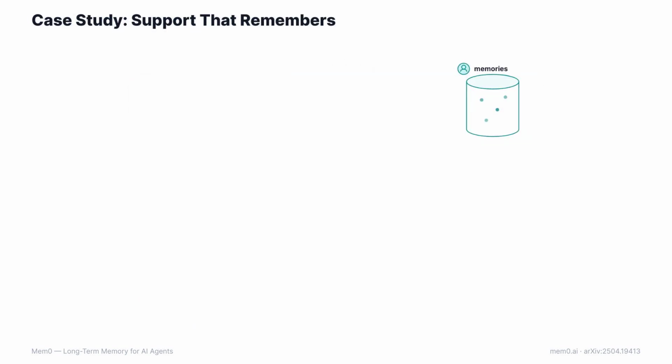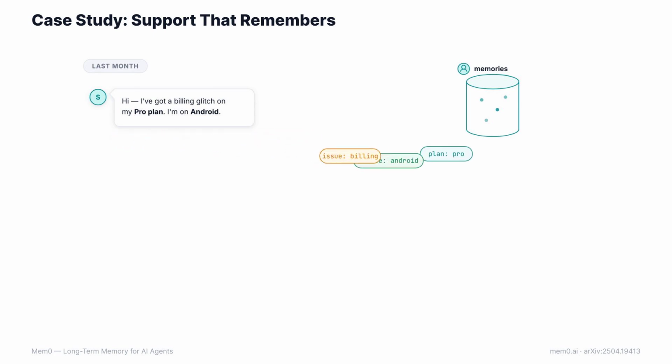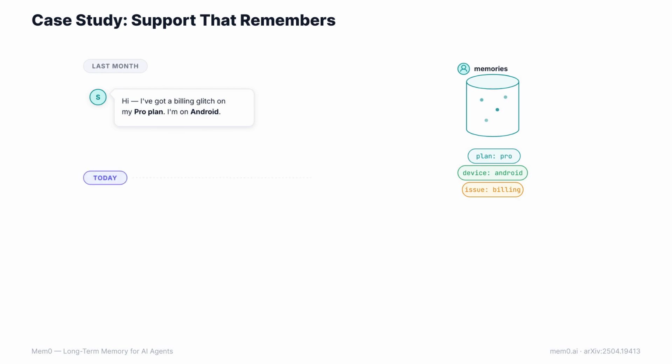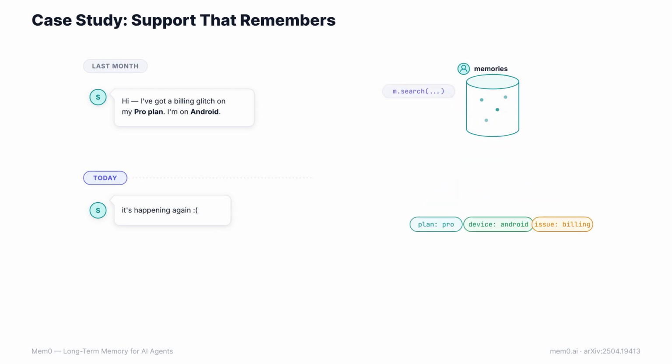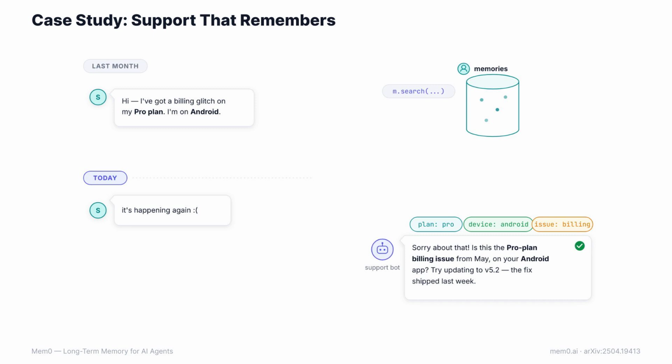Picture a support bot. A customer wrote in last month about a billing glitch on the Pro plan and mentioned they are on Android. All of that became memories. Today, they just say, "It is happening again." The bot searches, retrieves the old ticket context, the plan, the device, and answers like a colleague who was there. No 20 questions, straight to a fix. Resolution gets faster, and customers stop repeating themselves, which is the single biggest complaint about bot support.